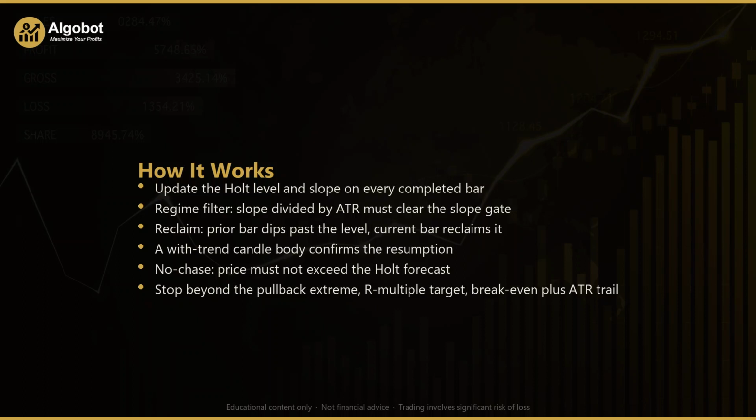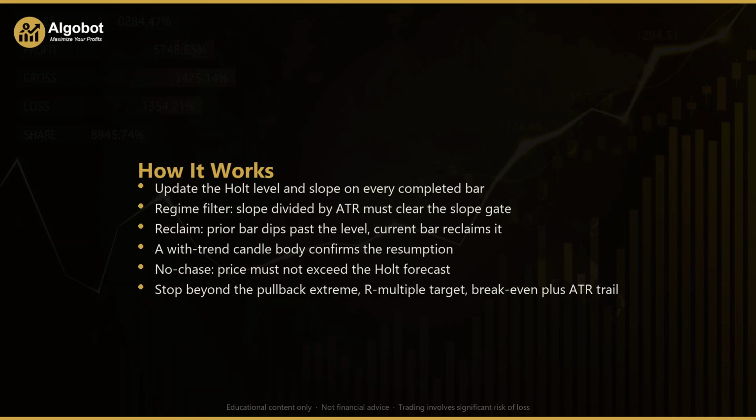The second filter is the reclaim. Inside a valid up regime, the strategy waits for a genuine pullback. The prior completed bar must have closed below the level line, showing a dip against the trend. Then the current completed bar must close back above the level, and it must be a bullish candle whose close is above its open. That combination is a fresh one-bar reclaim of the baseline in the trend's direction. For shorts, everything mirrors.